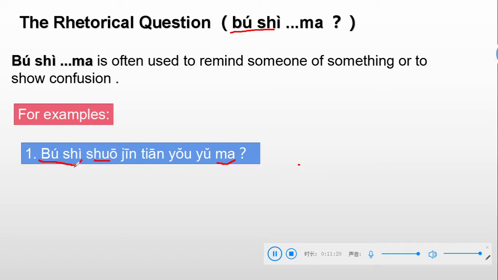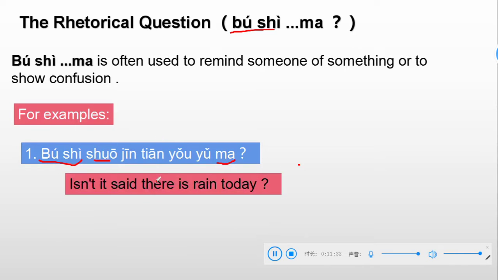Alright, with 不是吗, how can we translate this sentence into English? Pay attention. The rhetorical question. So in English we say, isn't it said there's rain today? So this English sentence in Chinese we say, 不是说今天有雨吗？ This is example 1.